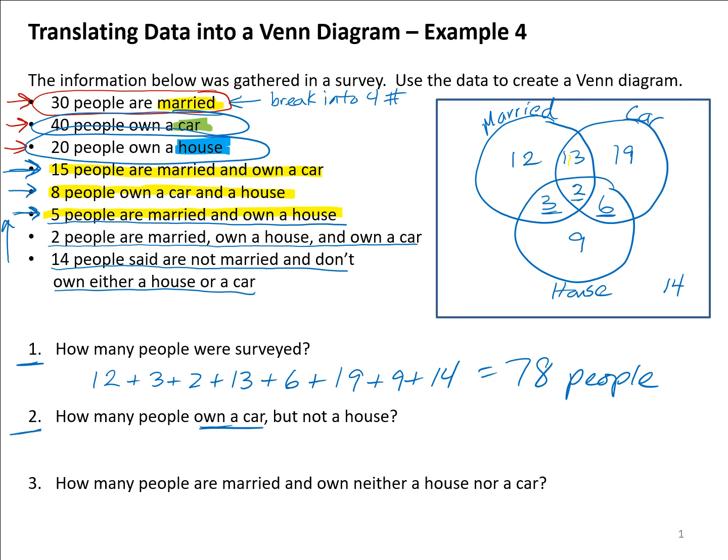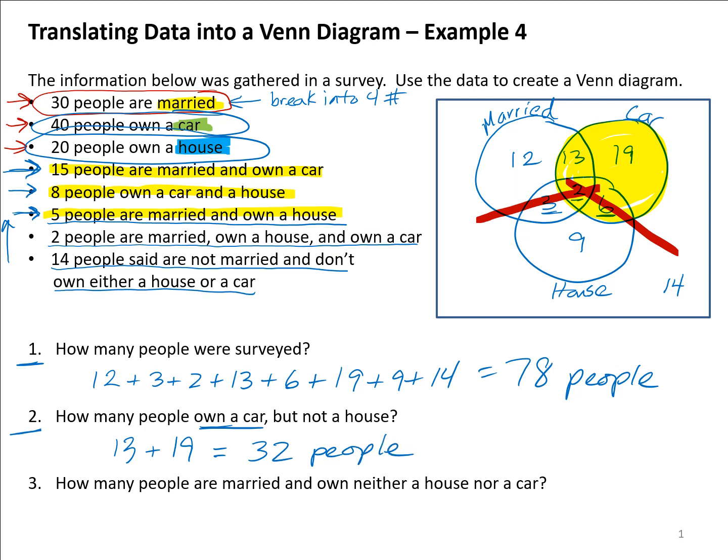All right, this one I'll highlight just to really emphasize it. If we own a car but not a house, that would be like looking at the car circle, but then eliminating the house numbers. So if I eliminate the house numbers, that would be eliminating the 2 and the 6. So I'd be eliminating the house numbers involved with that. So that leaves me just the 13 and the 19. And 13 plus 19 would be 32. 32 people own a car, but not a house.